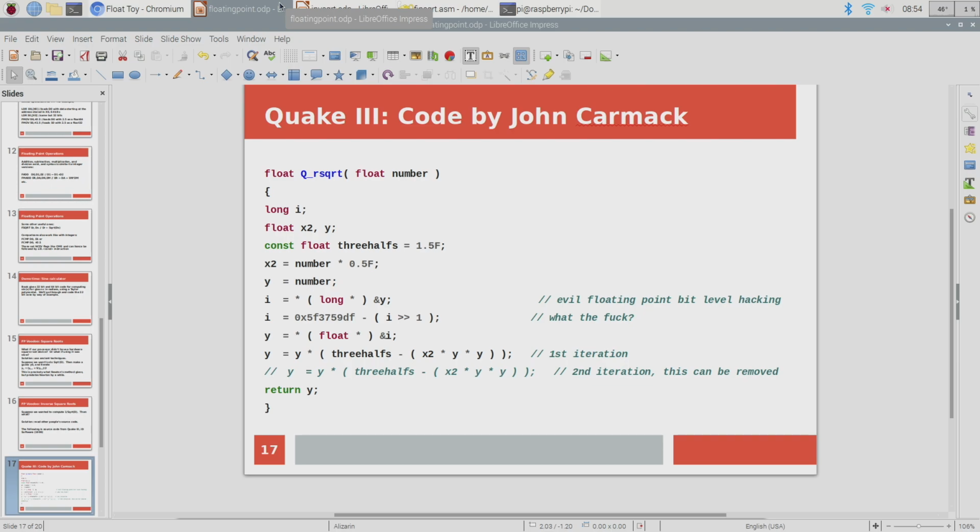So let's do this on the board. All right, so my number 2 is 0x4000, right? Pretty easy, okay? And what I'm trying to do with this algorithm is to compute 1 divided by the square root of 2. Now, what is 1 divided by the square root of 2 as a decimal?